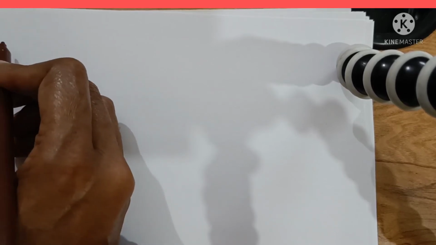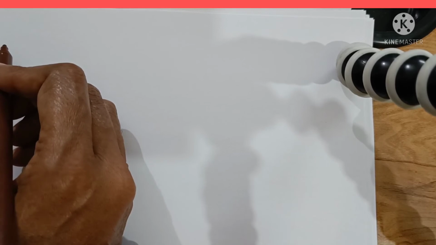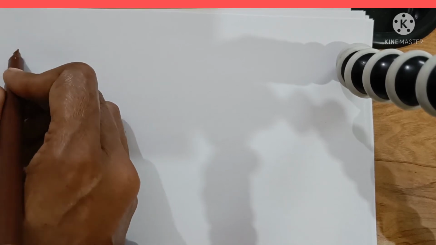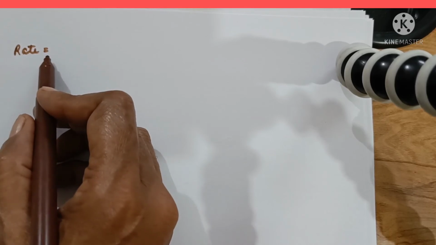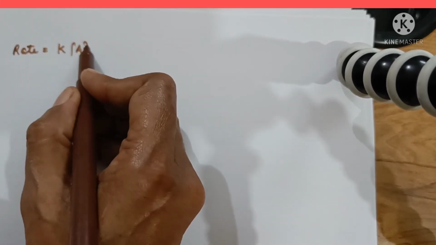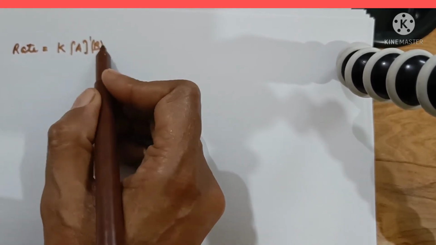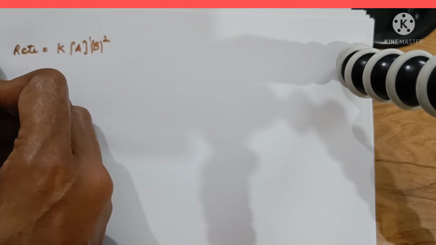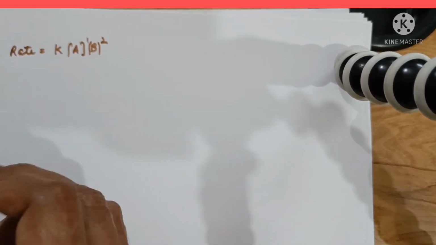As the reaction is first order with respect to A and second order with respect to B, the differential rate equation will be: rate is equal to rate constant K into A raised to power 1 and B raised to power 2, so B squared. So this is the differential equation. This is the answer to the first question.